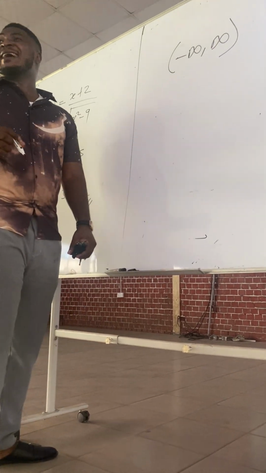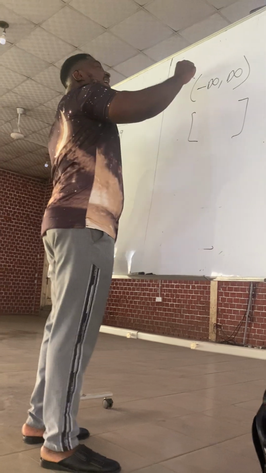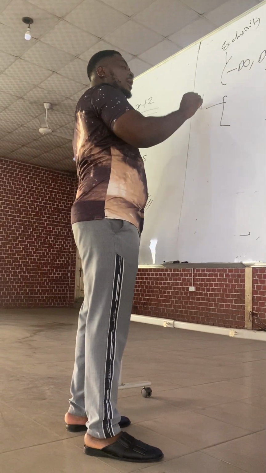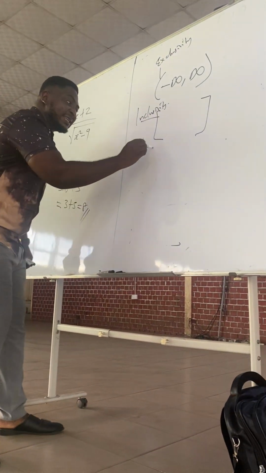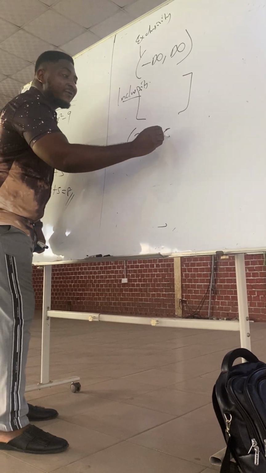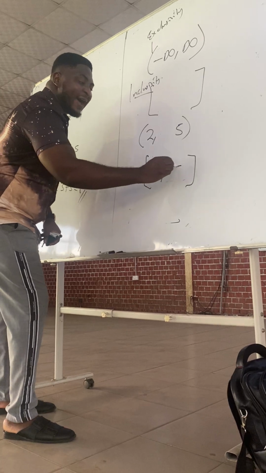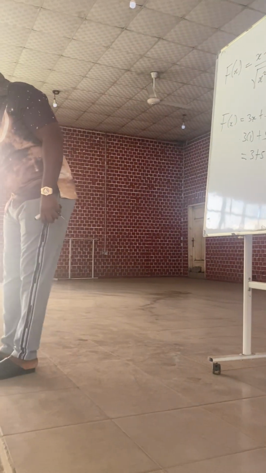There are 2 types of brackets in mathematics. This is a curved bracket, this is a straight bracket. The curved bracket represents exclusivity. The straight bracket represents inclusivity. Class, if I write something like this in mathematics, (2, 5), and I write something like this, [2, 5], they don't mean the same thing. Follow me.